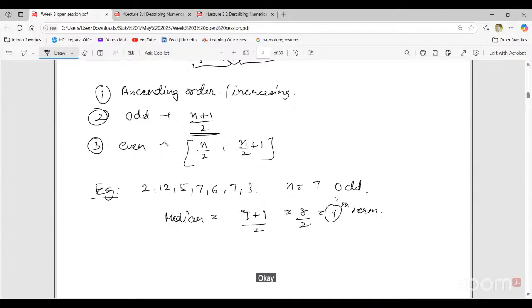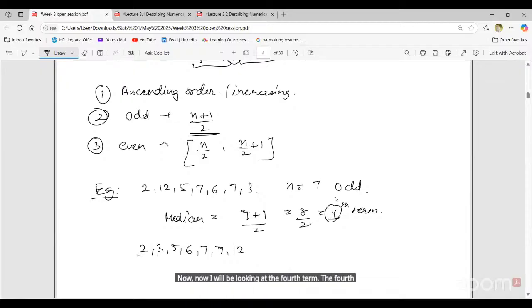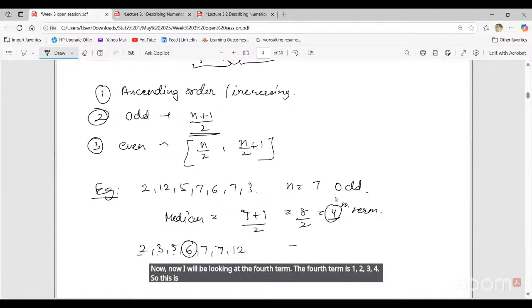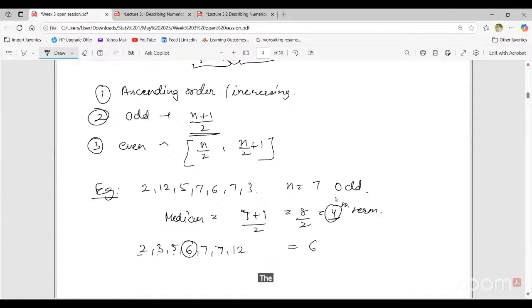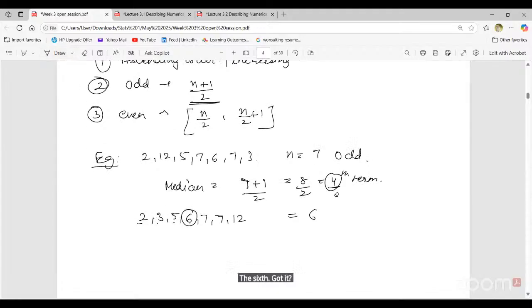So the first thing, what mistake did I do here? I have not arranged them in ascending order. So this would be, it will be 2, 3, 5, 6, 6, 7, 7 and 12. Okay. So this will be my data. Now I will be looking at the fourth term. The fourth term is 6. 1, 2, 3, 4. So this is my median. So my median is 6. Got it?